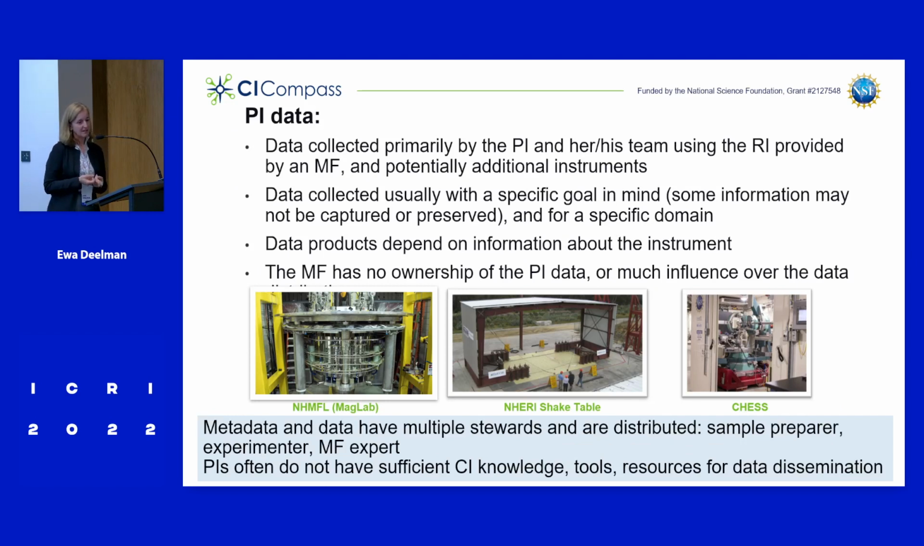Now, there are other facilities that we can think of that generate PI data. These are facilities such as shake tables, MagLab, which is a big magnet facility in the US, and CHESS, which is an X-ray source. There the data is collected primarily by the PIs that come to that facility. They might also bring their own instruments as part of this data collection, which complicates the data provenance. The scientists usually collect this data with a particular goal in mind that comes from a particular domain, and so that gives another layer of complexity. These major facilities serve multiple domains of scientists, so the data can be very varied.